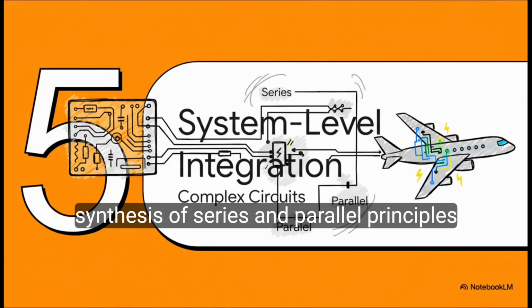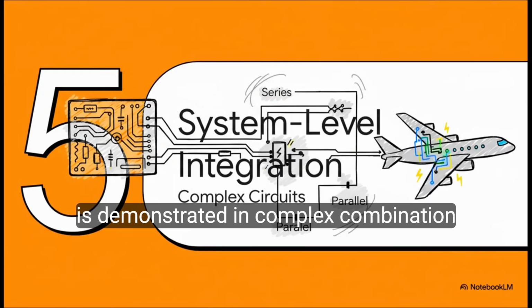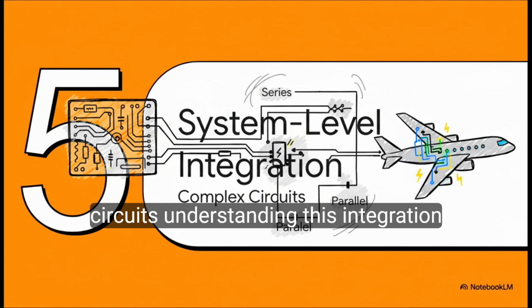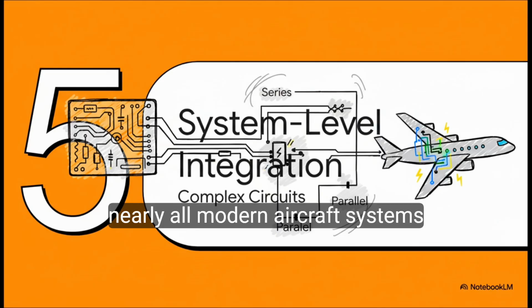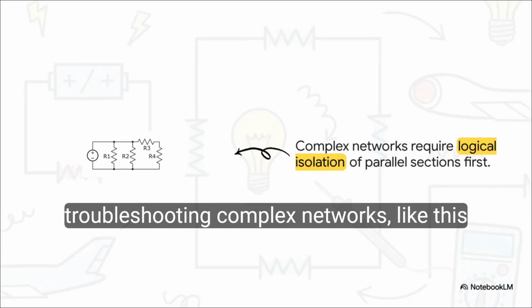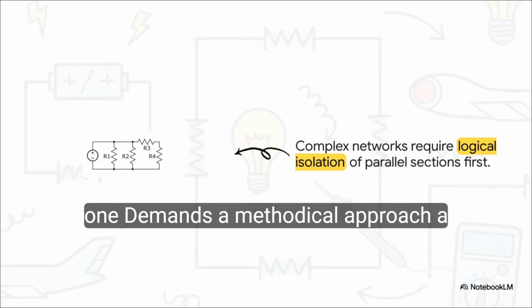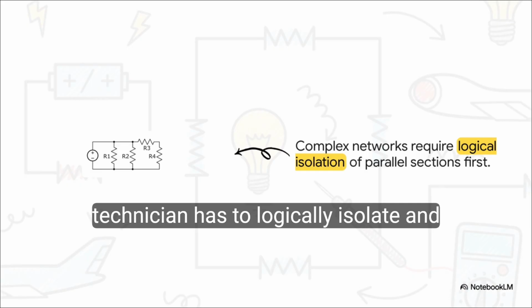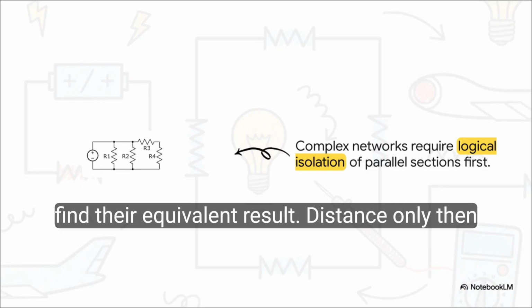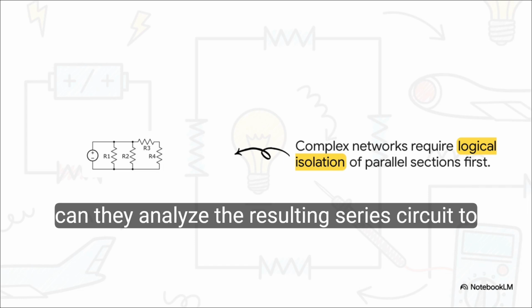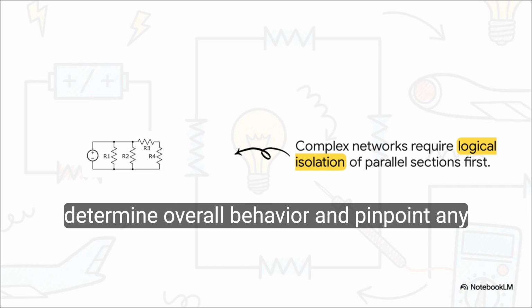So, the synthesis of series and parallel principles is demonstrated in complex combination circuits. Understanding this integration is absolutely foundational to troubleshooting nearly all modern aircraft systems. Troubleshooting complex networks like this one demands a methodical approach. A technician has to logically isolate and analyze the parallel sections first to find their equivalent resistance. Only then can they analyze the resulting series circuit to determine overall behavior and pinpoint any faults.